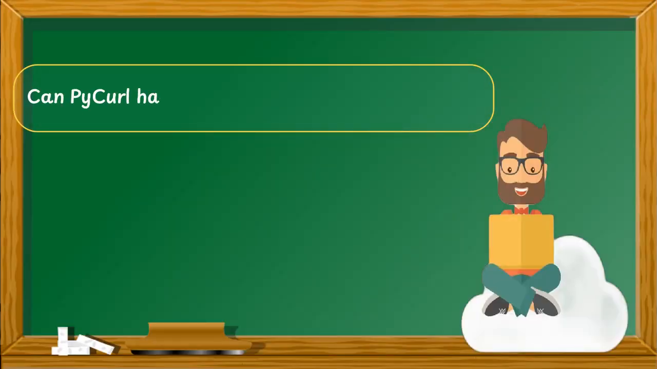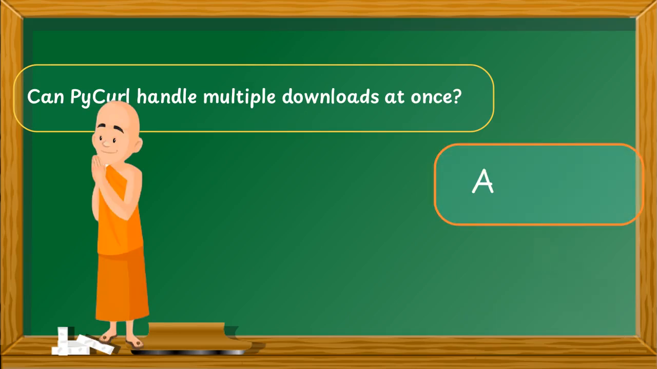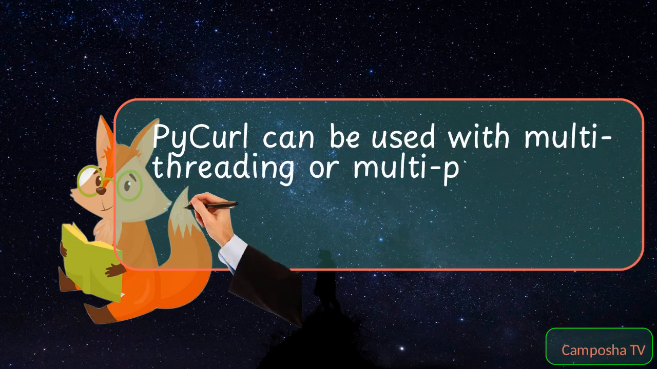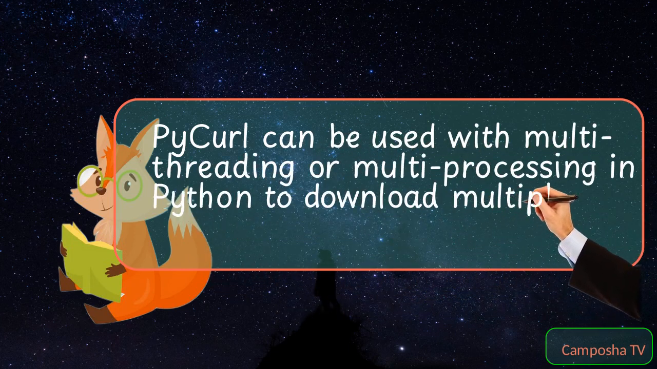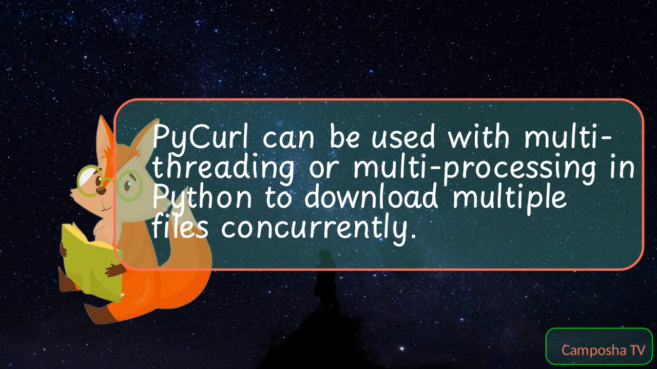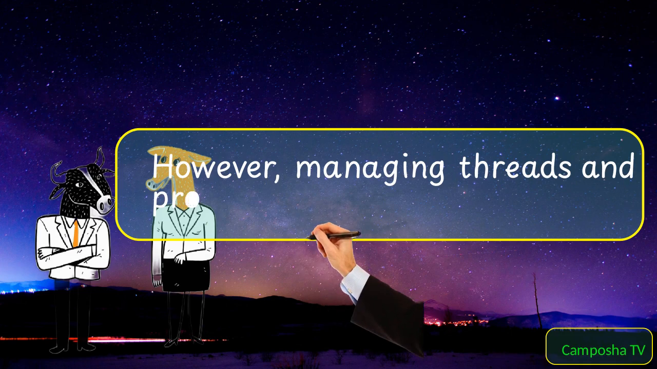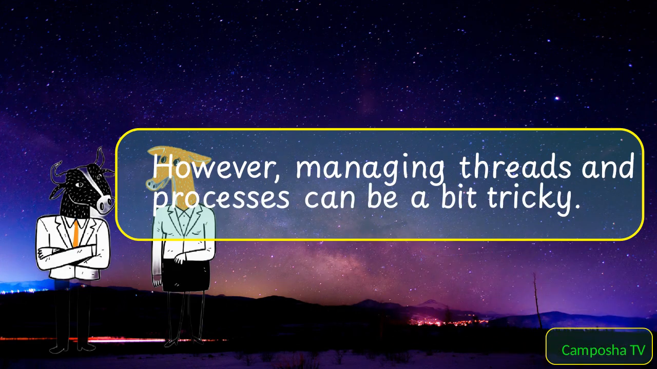Can PyCurl handle multiple downloads at once? Absolutely. PyCurl can be used with multi-threading or multiprocessing in Python to download multiple files concurrently. However, managing threads and processes can be a bit tricky.